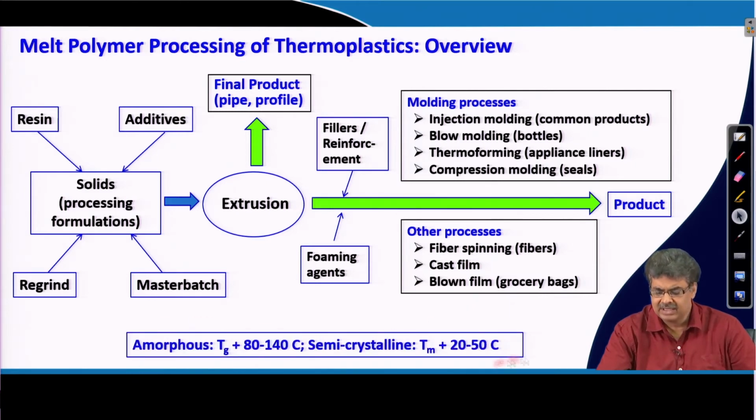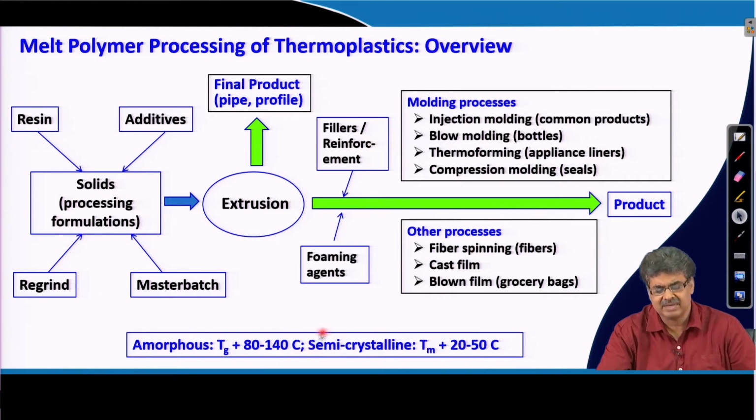A general rule that is followed is that for amorphous material the processing temperature is typically between Tg plus 80 to Tg plus 140 degrees. So, if polystyrene has a glass transition temperature of 100 degrees centigrade, then polystyrene is generally processed between 180 to 240 degrees centigrade. A polycarbonate, which has a glass transition temperature of 150 degrees centigrade, is generally processed at say 250 or 270 degrees centigrade.